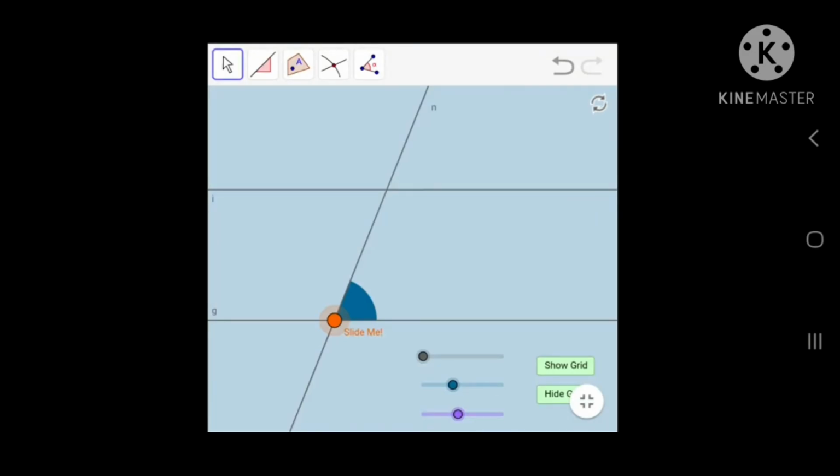Let's have some quick investigations for alternate interior angles. Let us slide the angle now. As you can see here, this is the corresponding, and if we just slide, this is the vertically opposite. So we can see here the alternate interior angles are equal. Corresponding and vertically opposite.